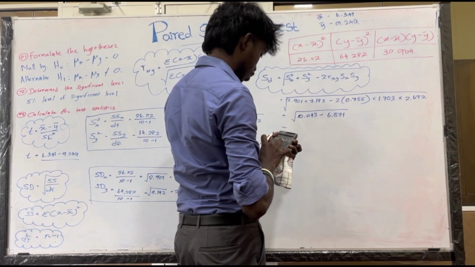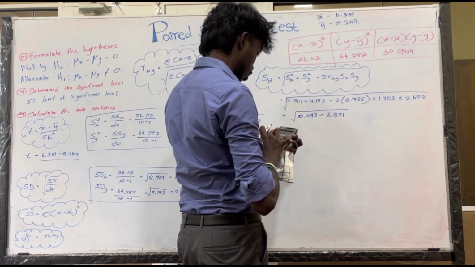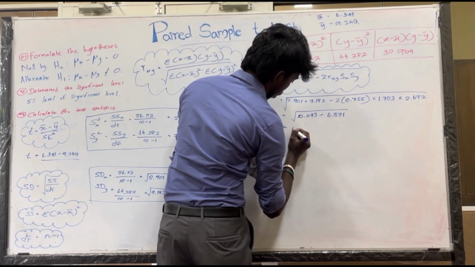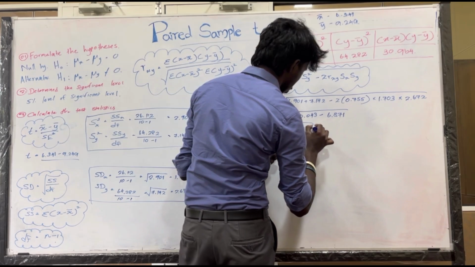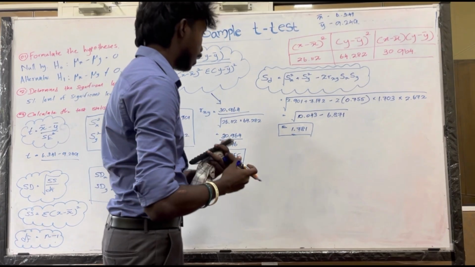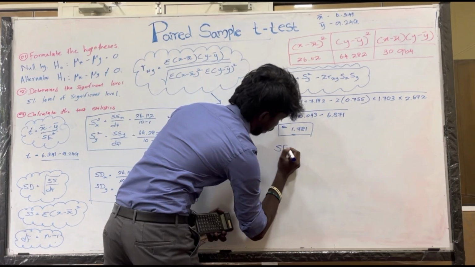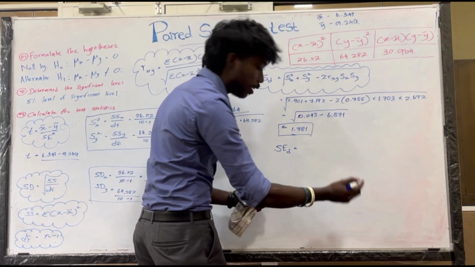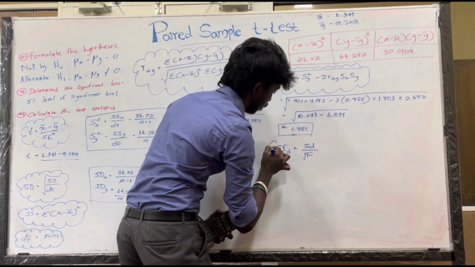So we have 10.073 minus 6.871, and the square root of that answer is 1.781. So we get the answer for the standard deviation of difference. Next step is the standard error of the difference. How do we calculate it? The standard error of the difference is the standard deviation divided by the square root of n. This is the function.